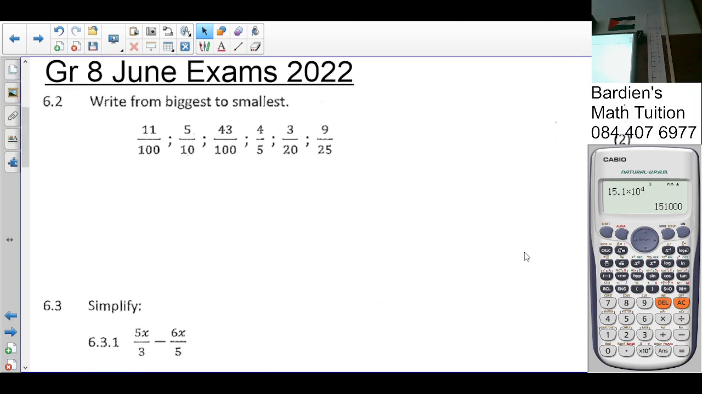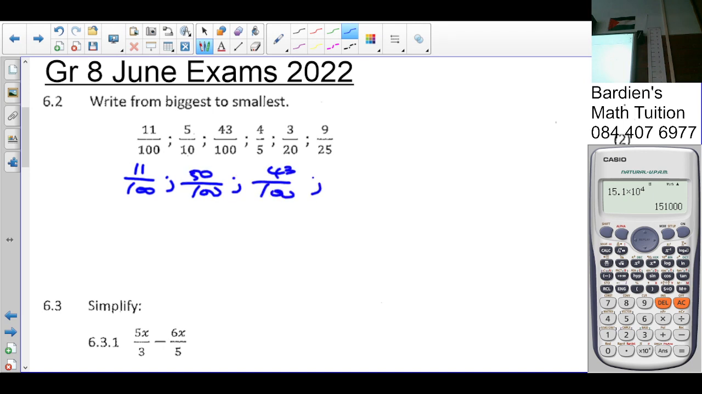6.2. Write the following from biggest to smallest. Another word for biggest to smallest is what? Descending. So we must get all the denominators the same first. So make each denominator 100, so it's 11 over 100. That over 100, so I must times by 10, so it's 50. That's already over 100. Times it by 20. So it's going to give me 4 times 20 is 80. Times by 5 is 15. Times by 4, you get 36.